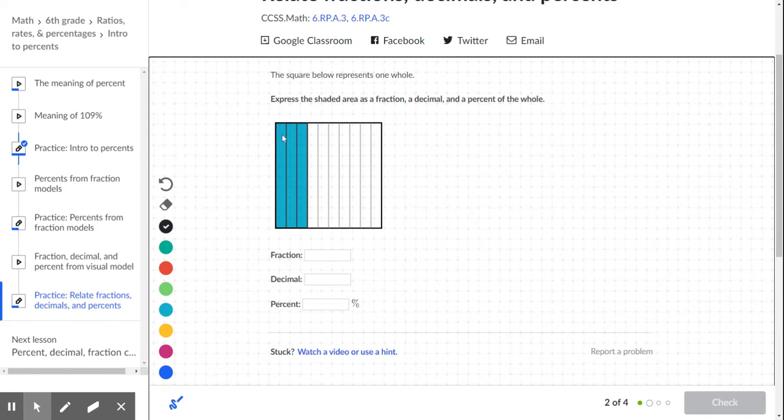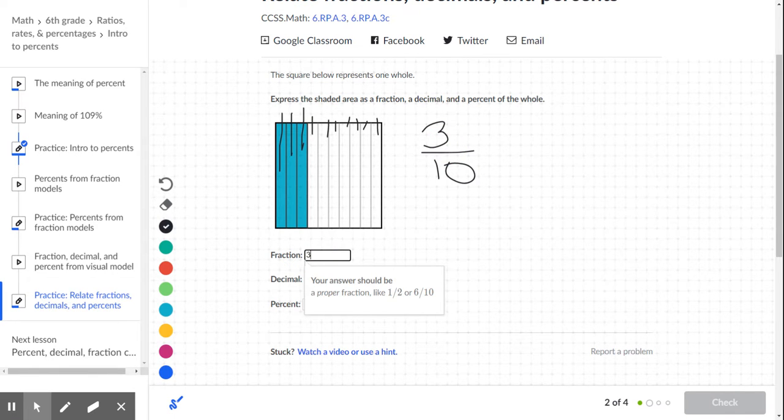So let's count this thing. I have 1, 2, 3, 4, 5, 6, 7, 8, 9, 10 pieces total. Out of those 10 pieces, I know that 3 of them are shaded. So my fraction is 3/10.